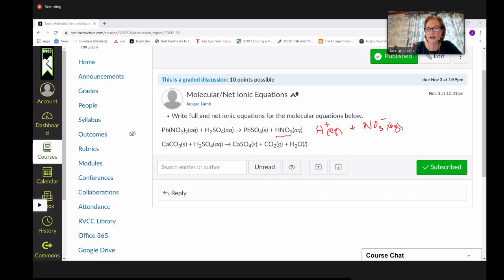Okay, so the nitrate from the left side and the hydrogen ion from the left side are going to be aqueous on this side. This is also H plus SO4. These are not balanced, obviously. I need a 2 in front of that.